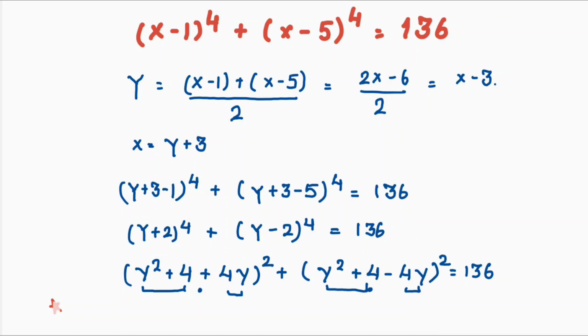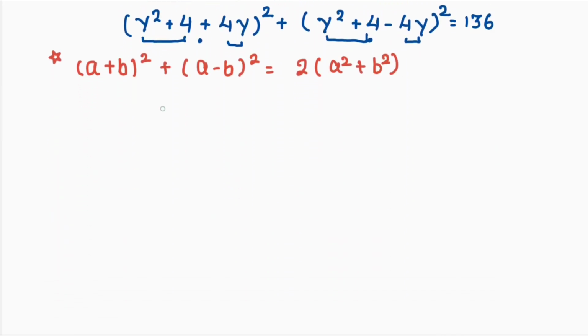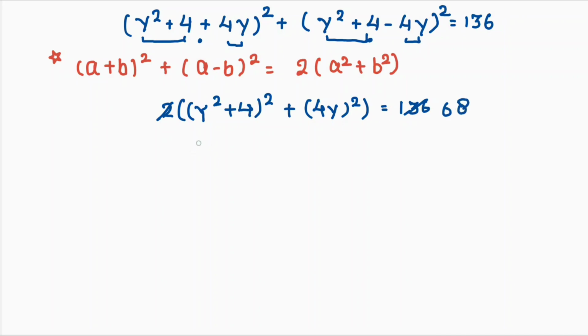A very important property we can apply here where a plus b whole square plus a minus b whole square is twice of a square plus b square. So we'll get twice of y square plus 4 square plus 4y square. You can cancel 2 and 136. Now expand y square plus 4 whole square.